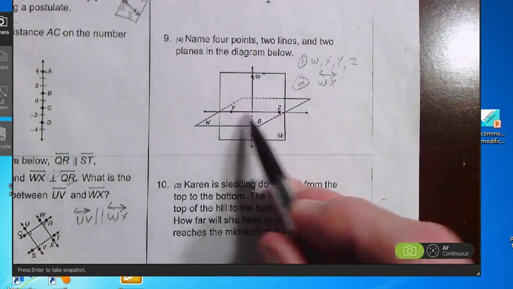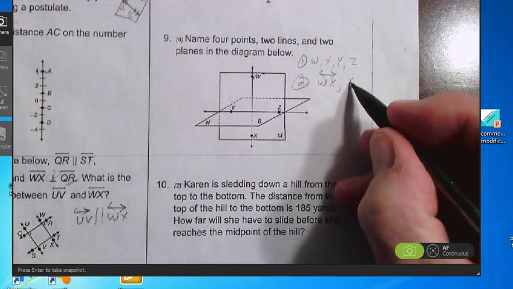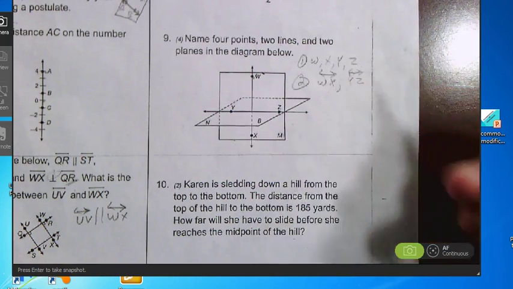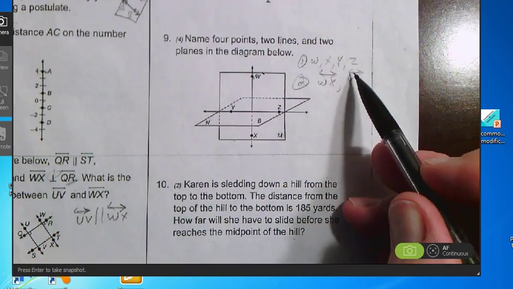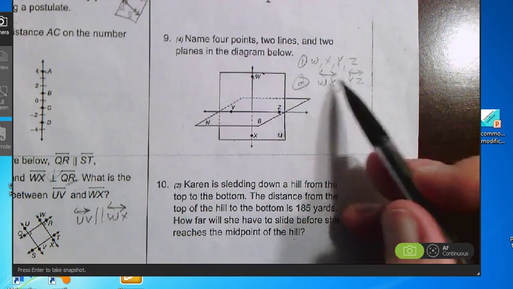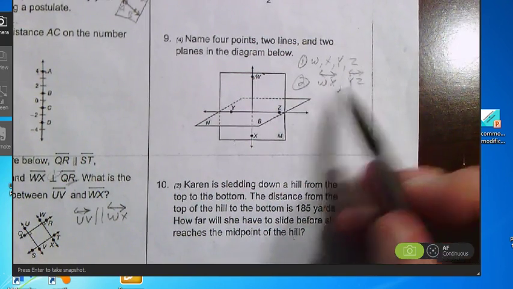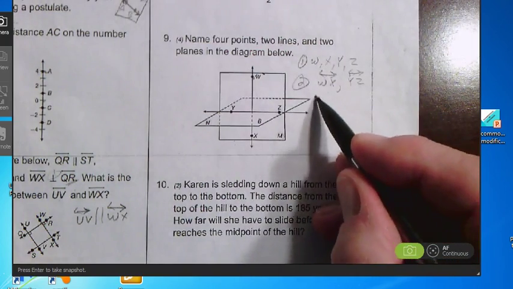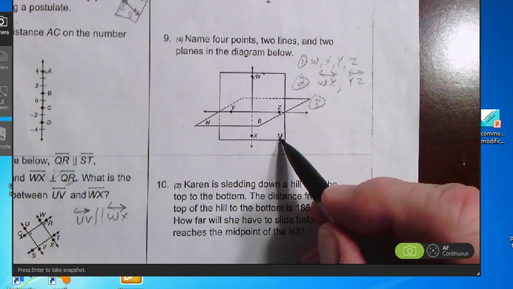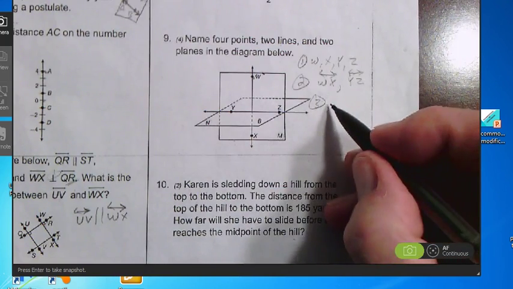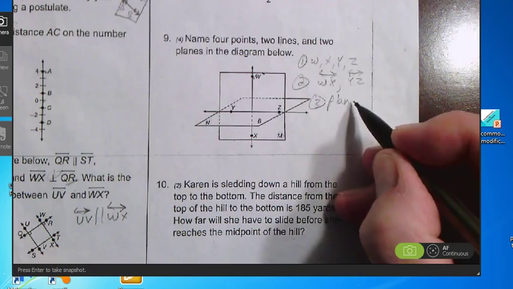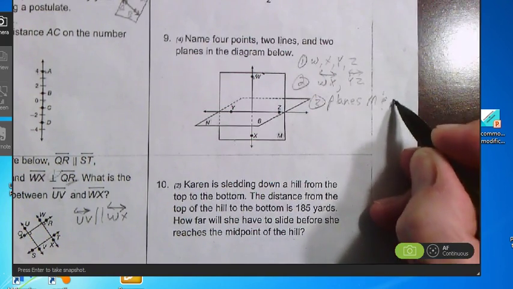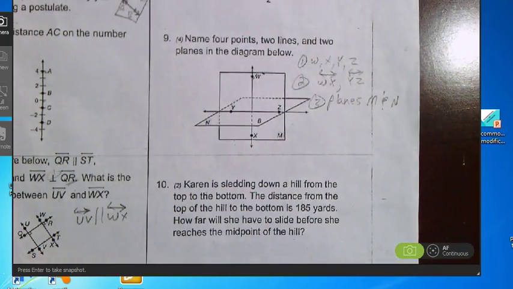WX. And YZ is a line. Be sure to put your arrows up here when you name the lines. You can use 2 capital letters. Finally, 2 planes. All right, so we have planes M and plane N. M and N. And that names the 2 planes.